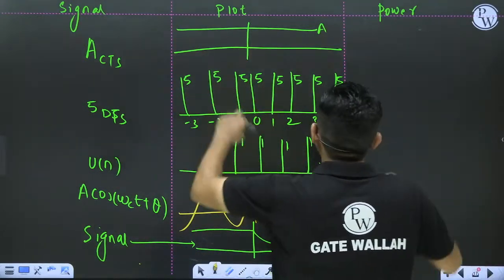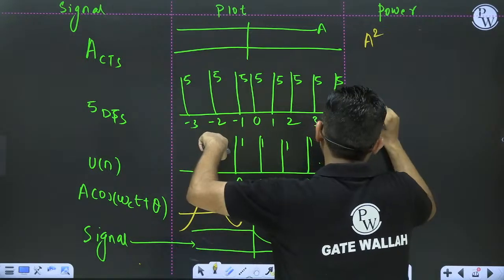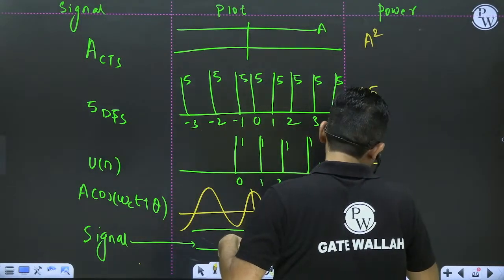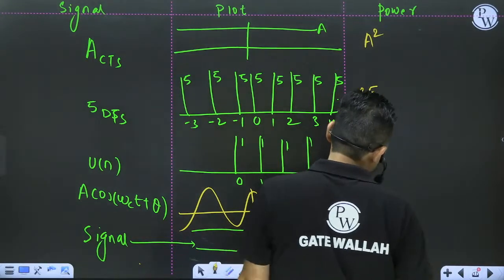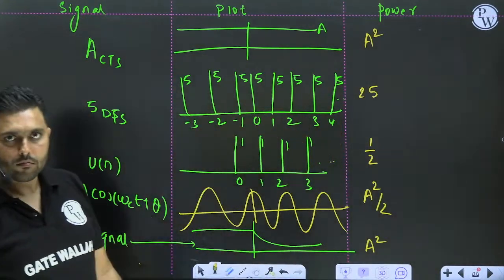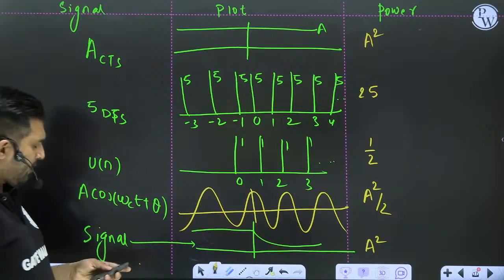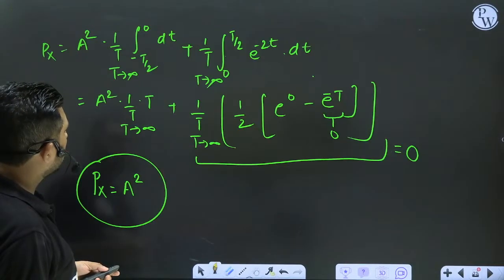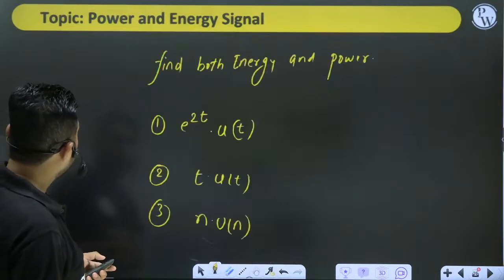What is the power here? Power we calculated A square. It is 25. It is 1/2. It is A square by 2. And that was A square. That comes out to be another one. Yeah, this one.